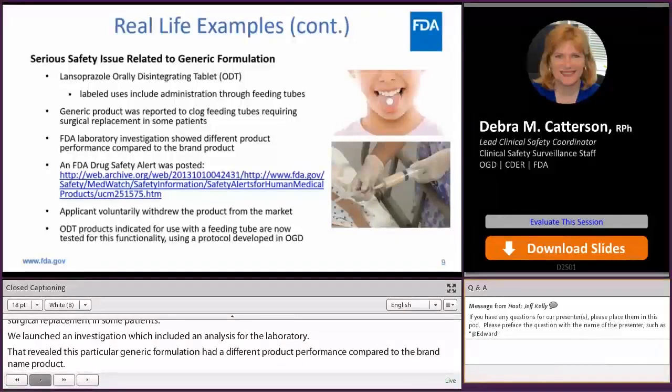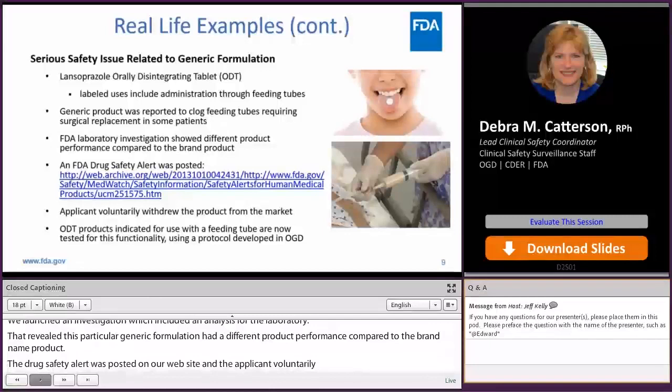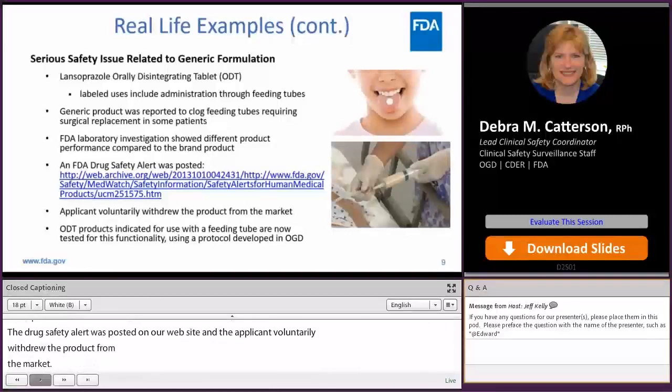So because of this investigation, orally disintegrating tablet products that are indicated for use with a feeding tube are now tested for this functionality using a protocol that we developed in the Office of Generic Drugs.